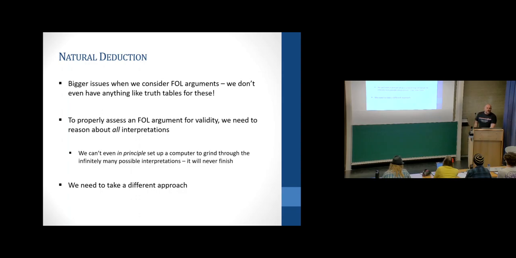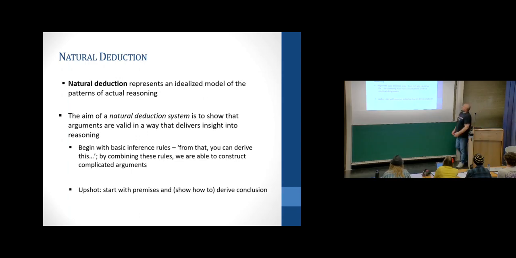So this is where we get to natural deduction. Natural deduction is a particular way of representing an idealized model of reasoning. The aim of a natural deduction system is to show that arguments are valid, and other stuff too, but to show that arguments are valid in a way that delivers insight into the reasoning. It's literally going to show you, starting from these inferences, how you can go from them to a conclusion. So it's going to be a map. Here are the premises that you start with. Here are the steps you take to get you to the conclusion.